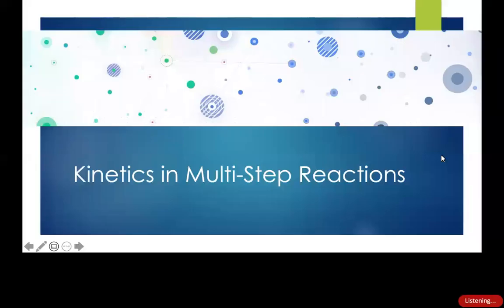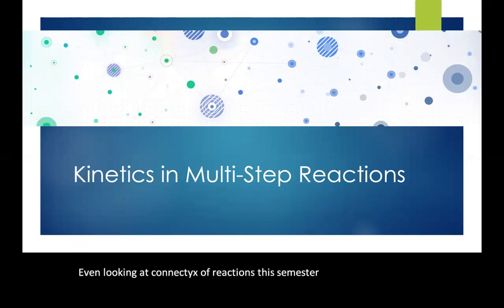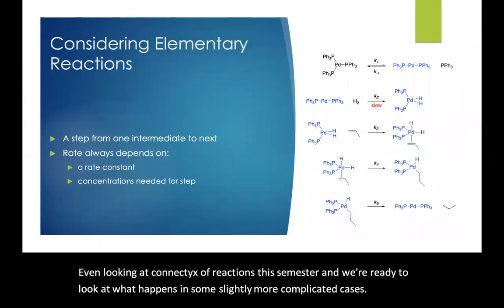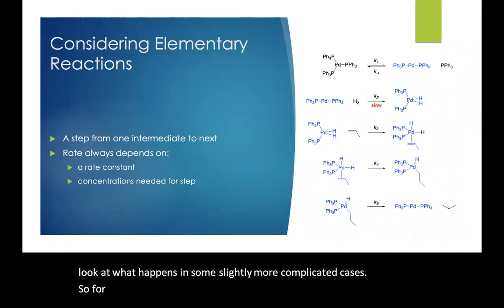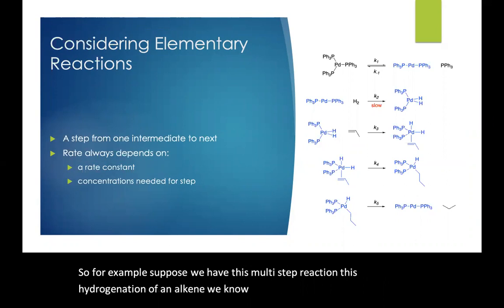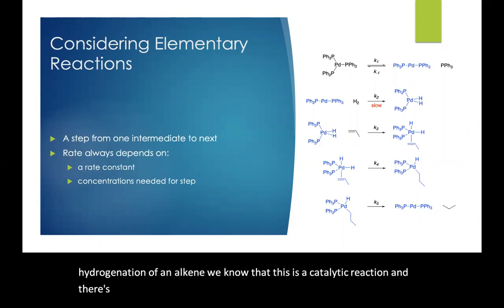We've been looking at kinetics of reactions this semester, and we're ready to look at what happens in some slightly more complicated cases. So for example, suppose we have this multi-step reaction. This is hydrogenation of an alkene. We know this is a catalytic reaction, and there's a particular way that we approach catalytic reactions that you'll see later on, but we're not going to get to that right now.